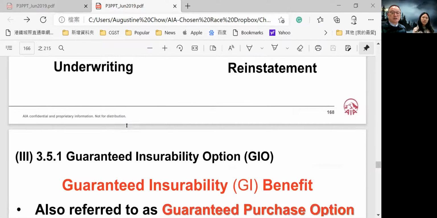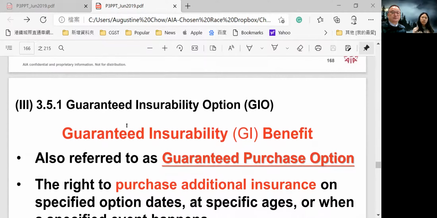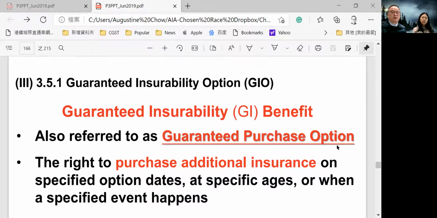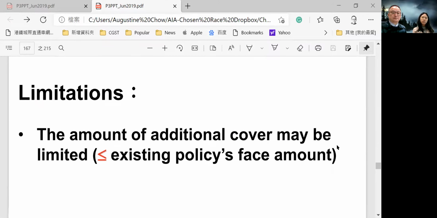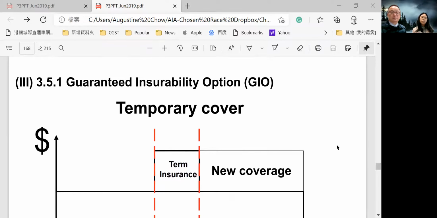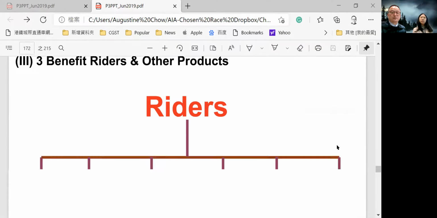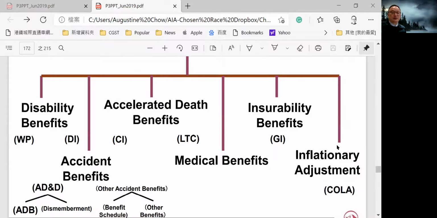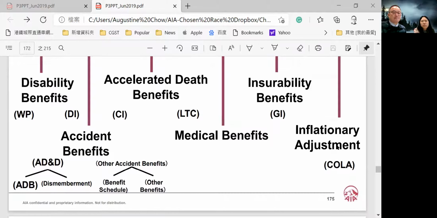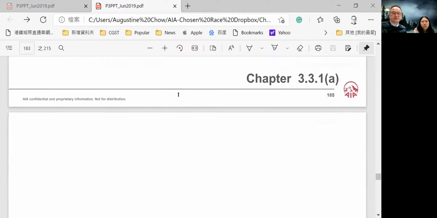Underwriting, reinstatement, GIO, guaranteed insurable benefit. It's a guaranteed purchase option. Temporary cover. After term, three months as a term. Inflation adjustment, we talk about that. Riders, we talk about that. ABDD, dismemberment, benefit schedules, other benefits, disability benefit, accident benefits. Paper three, chapter three done. So we're almost there.